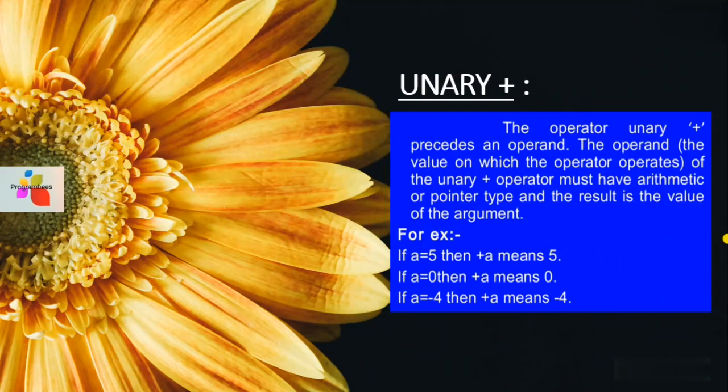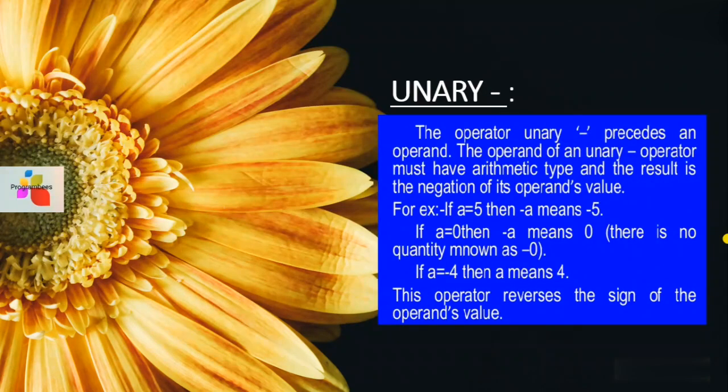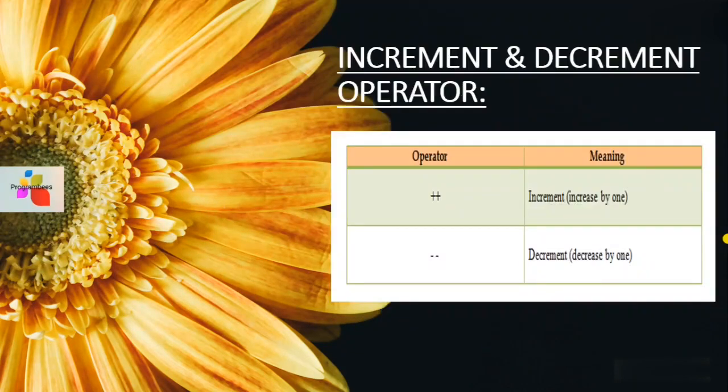Now the next one is the unary minus. In case of unary minus, if the value of a is 4, then minus a becomes minus 4. But in case a is minus 4, the unary minus, that is minus a, equals plus 4, because minus minus generates the plus sign, or the two minuses cancel.